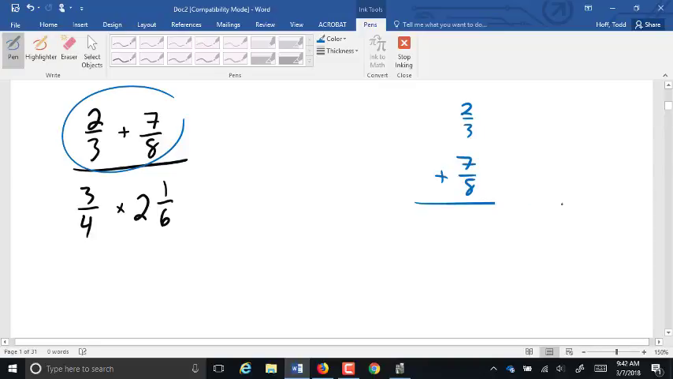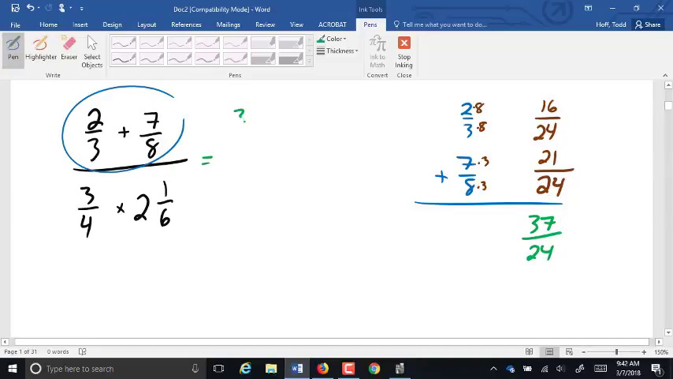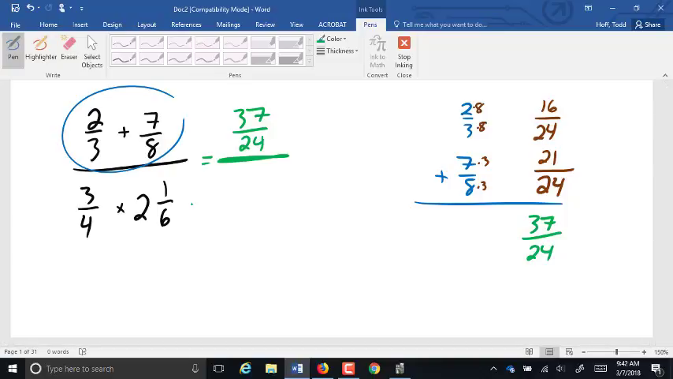2/3 plus 7/8. We need a common denominator, which is going to be 24. 2/3 becomes 16/24. 7/8 becomes 21/24. We add those. 16 and 21 is 37/24. Now, normally, I'd break that into a mixed number, but I know that my next step is going to be to divide it by whatever I get at the bottom. And when I divide, I have to have it as an improper fraction anyway, so we're going to leave it as an improper fraction.